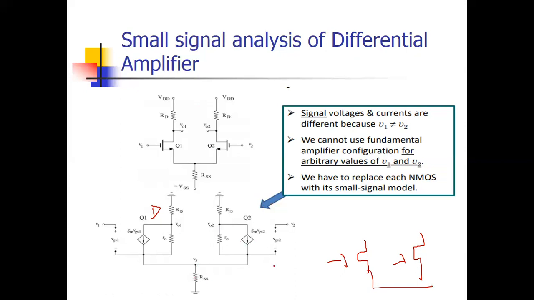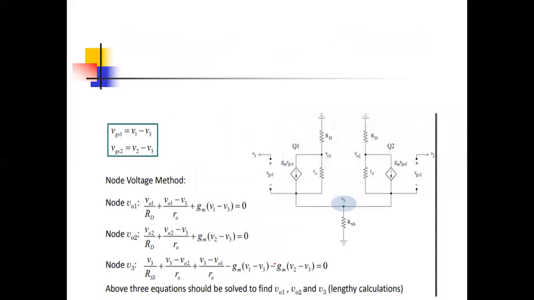Now attach RSS here. Now how will you do the analysis? Simply node analysis, okay. Now understand VGS1: this is your gate and this is your source. So VGS1 is the difference between these two voltages. This voltage is V1 and this voltage is V3, we assume. At this node V1, at this V2, this V3. So the voltage between gate and source is V1 minus V3. Same here, V2 minus V3.